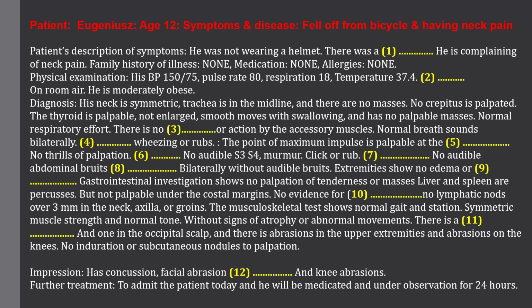Musculoskeletal test shows normal gait and station, symmetric muscle strength and normal tone without signs of atrophy or abnormal movements. There is a hematoma in the forehead and one in the occipital scalp, and there are abrasions in the upper extremities and abrasions on the knees. No induration or subcutaneous nodules to palpation. I have reviewed his chest X-ray, and it is normal. Right hand X-ray, which is normal, and an MRI of the head, which is also normal.